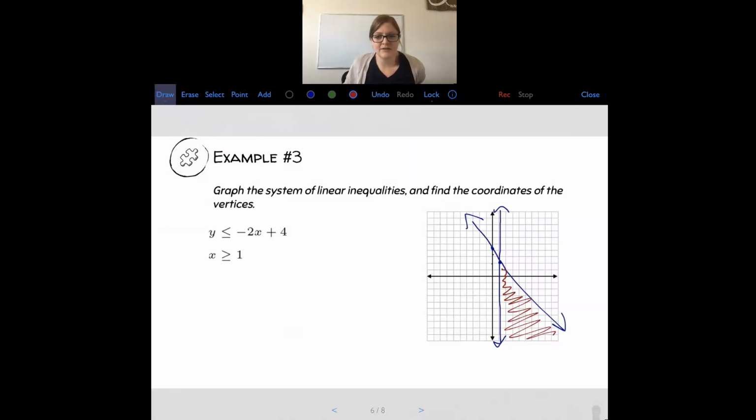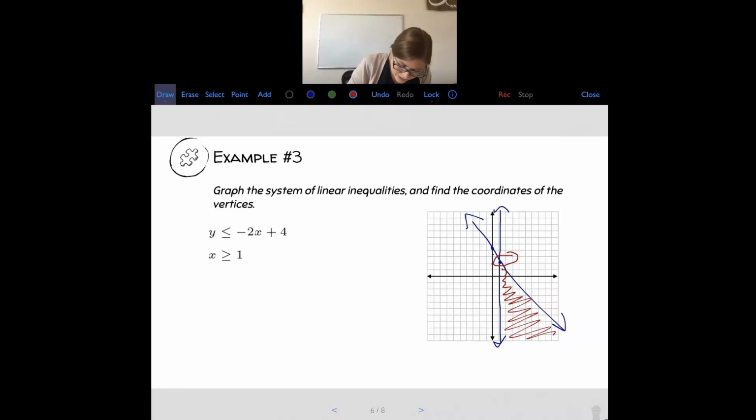Okay, so when it talks about the vertices, they are what form the solution region. So if you look down below, this keeps going on forever and ever, so there's no ending point. But we do have one vertex right here. So when it says find the coordinates of the vertices, we're finding the coordinates of that point.